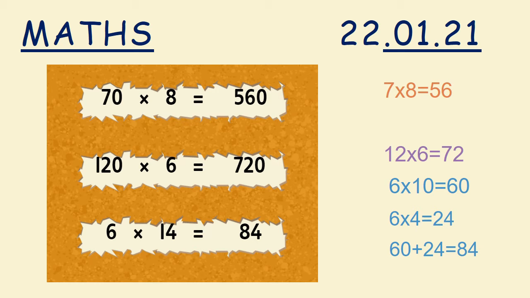6 times 14 equals 84. We could partition 14, so we have 1 ten and 4 ones in 14. We can multiply 6 times 10 equals 60, and 6 times 4 equals 24. Then we can just add these numbers. So 6 times 14 is 84.